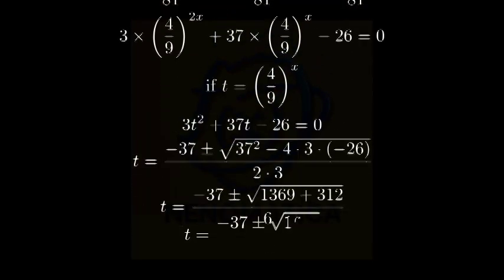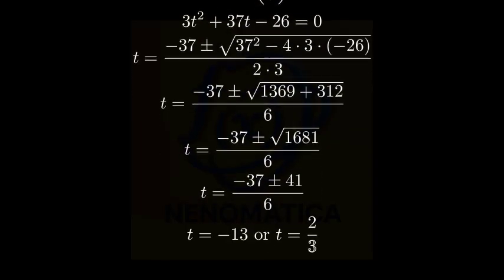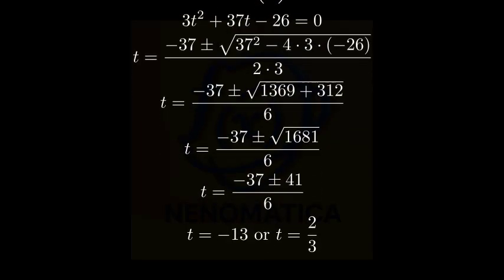We can use the quadratic formula, t equals negative b plus or minus the square root of b squared minus 4ac, all divided by 2a. With a equals 3, b equals 37, and c equals negative 26, we get t equals negative 37 plus or minus the square root of 37 squared minus 4 times 3 times negative 26, all divided by 2 times 3. Simplifying, we get t equals negative 37 plus or minus the square root of 1,369 plus 312, all divided by 6.